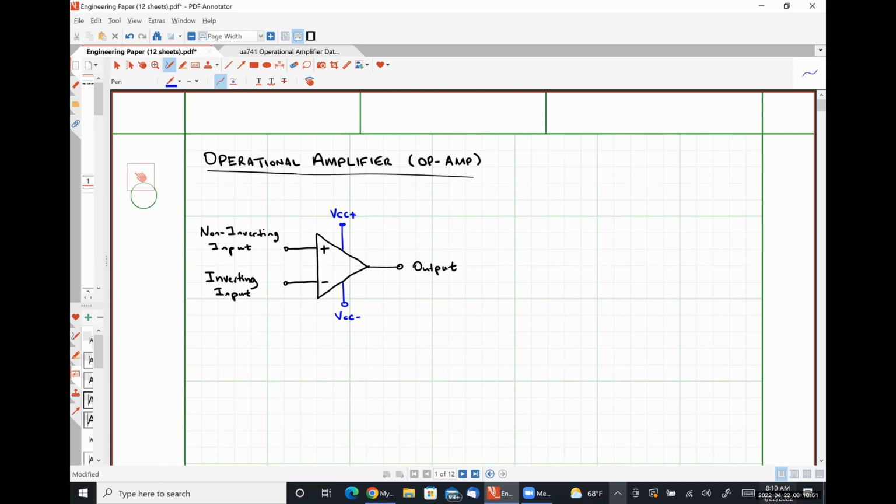So when we do a lab using op-amps next Wednesday, if you don't, A, remember to make your power supply connections, and B, remember to actually turn the output button on your power supply on, you will not get the desired behavior.